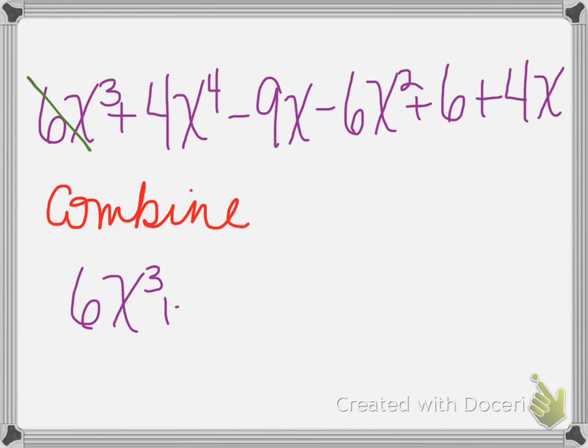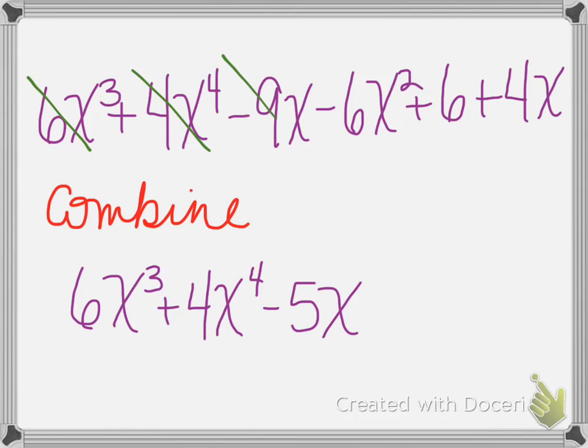Okay, 6x cubed. I cross them out as I go along because it makes more sense for me. 4x to the 4, and then we have a negative 9x and a positive 4x, which is going to leave us with the minus 5x, minus 6x squared, and then plus 6.